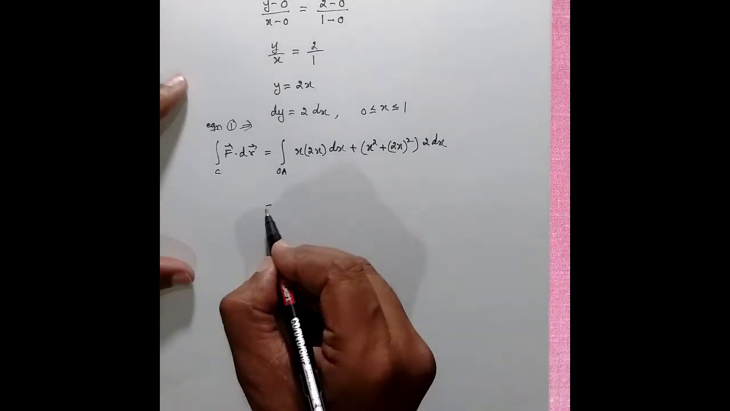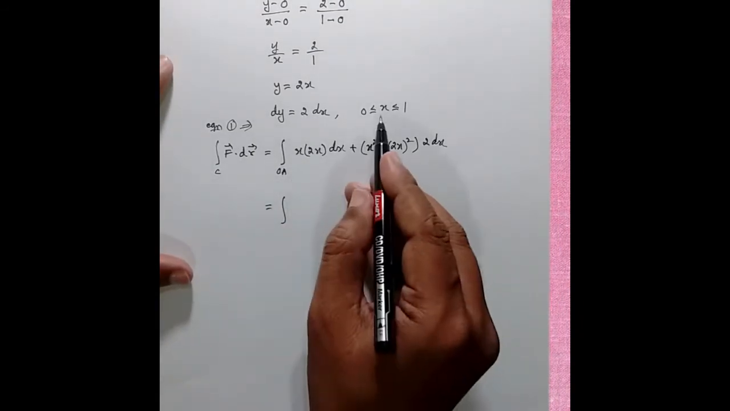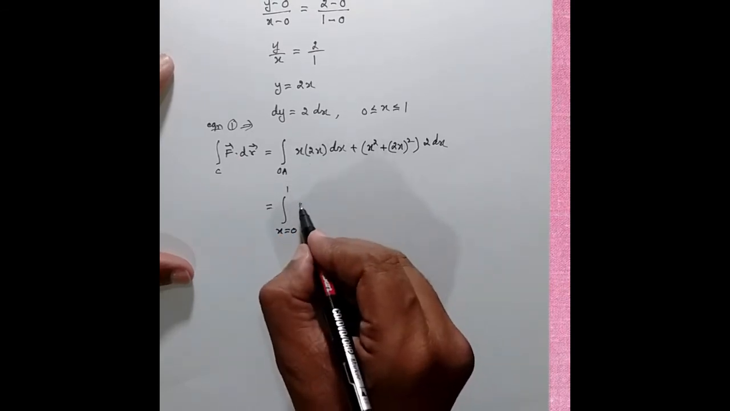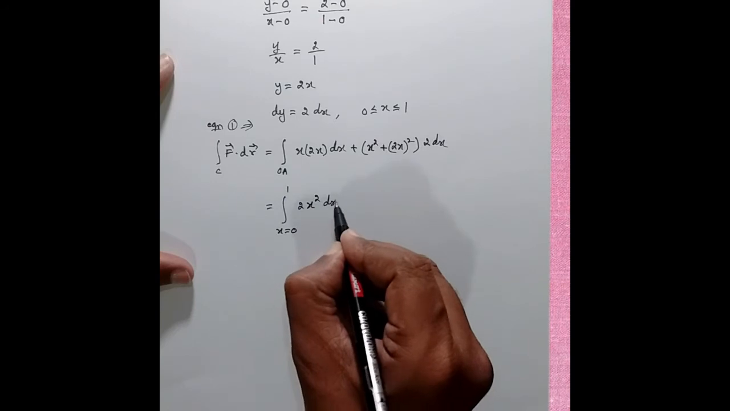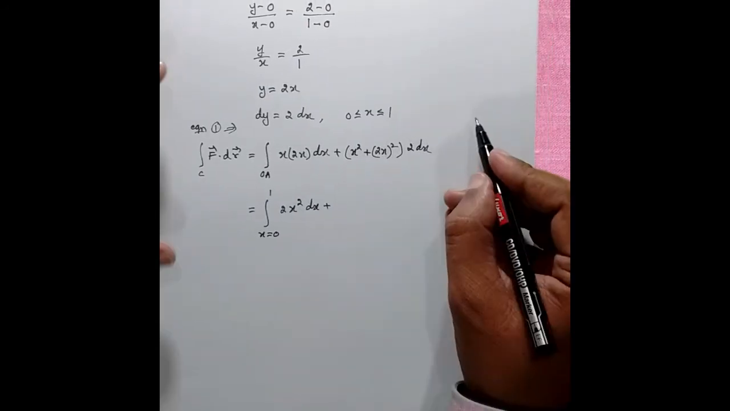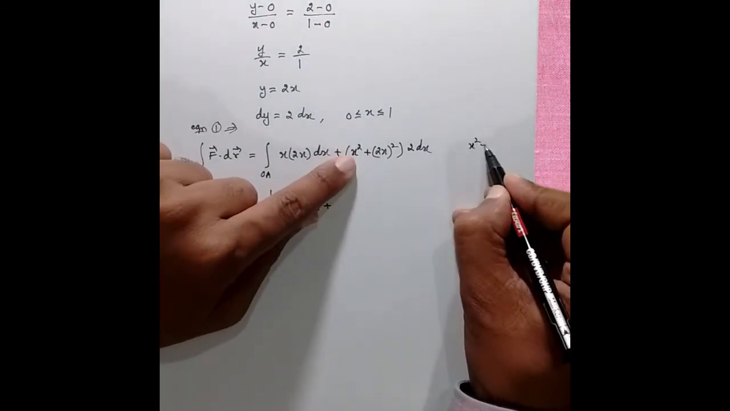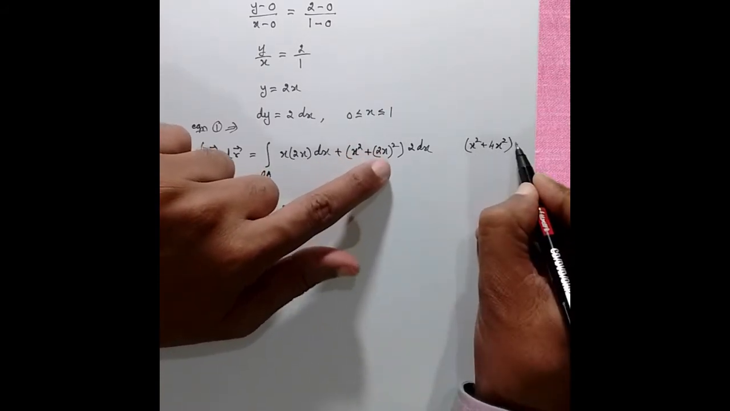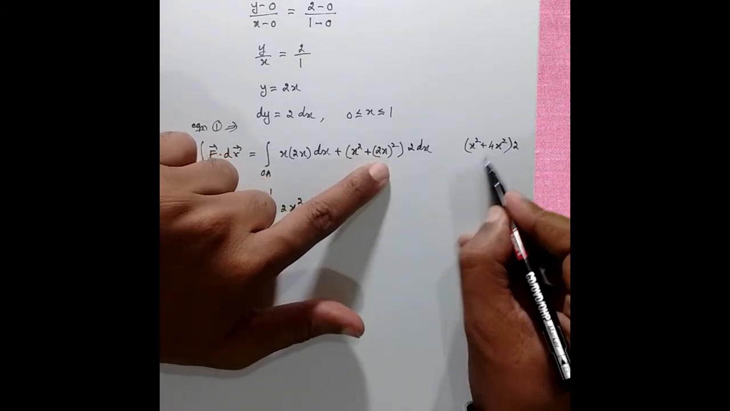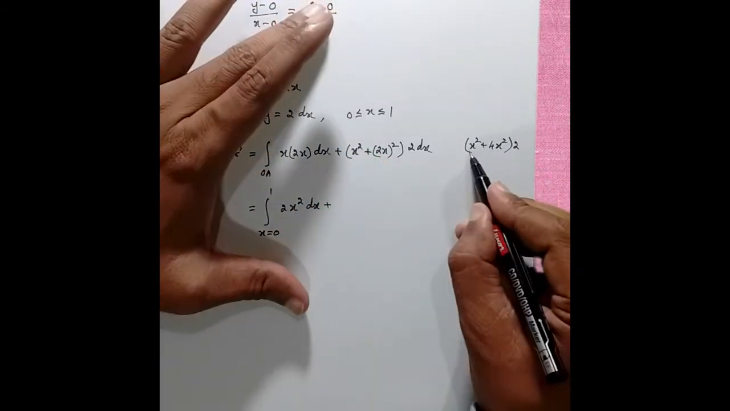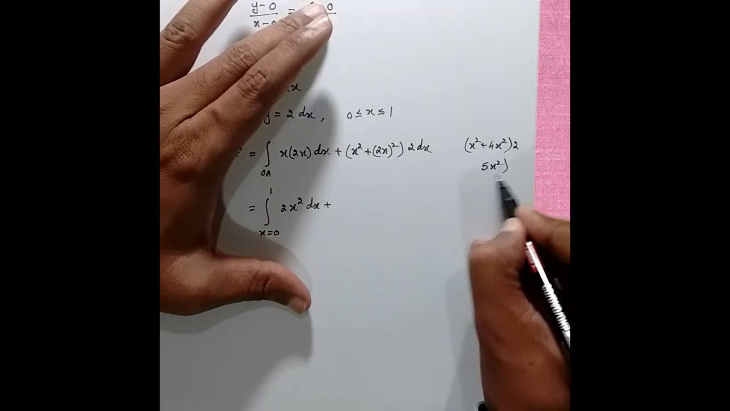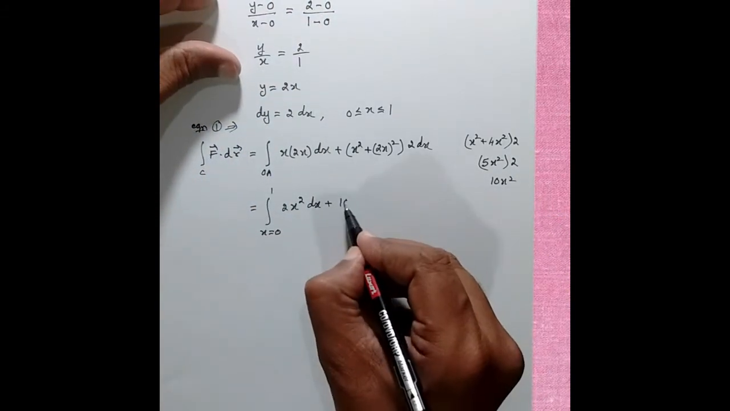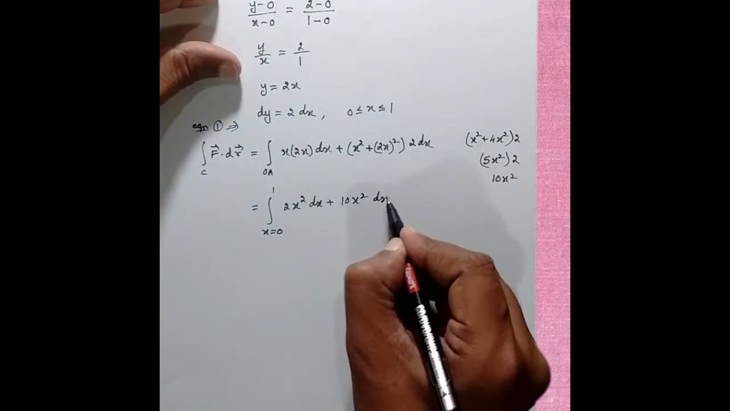Let us try to simplify this one. What is OA? The x value is ranging from 0 to 1. 2 times x into x will be x square into dx. Here you have x square plus the square term, which becomes 4x square, times 2. If you add, 4x square plus x square will be 5x square. 5x square times 2 gives 10x square into dx.